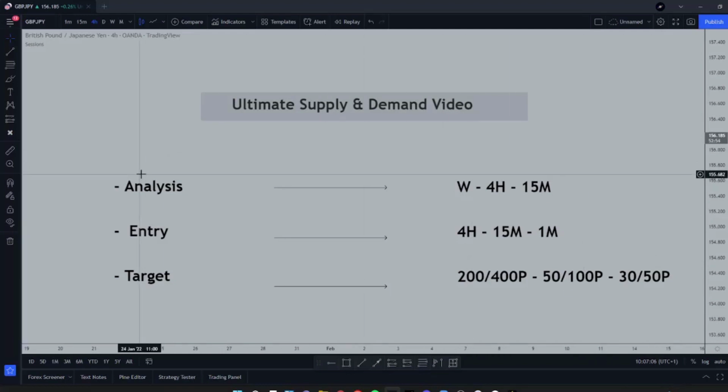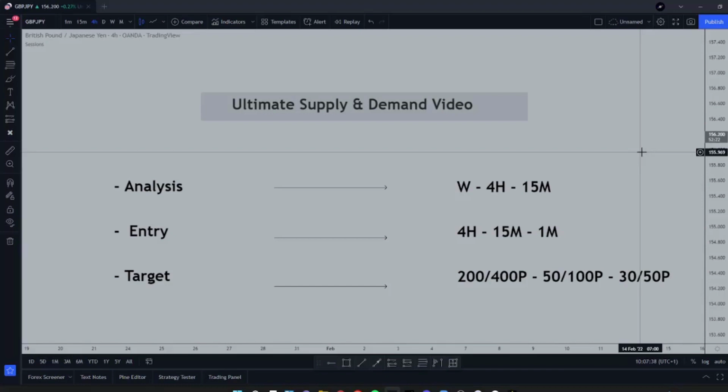So for supply and demand trading, we're going to start off with analysis. For analysis, we need a certain time frame. With entries, we need a lower time frame than the analysis one if we want good risk to reward, better entries, and to make more money in the end. Yes, you can use the same time frame for analysis and entries, but your risk reward is going to be less, and you're going to make less money in the end.